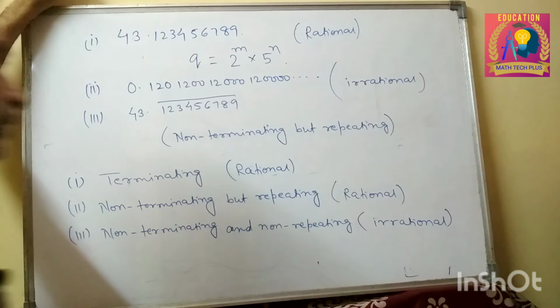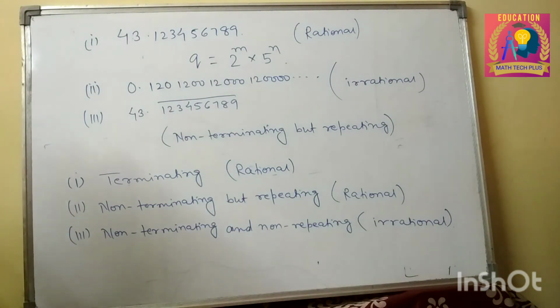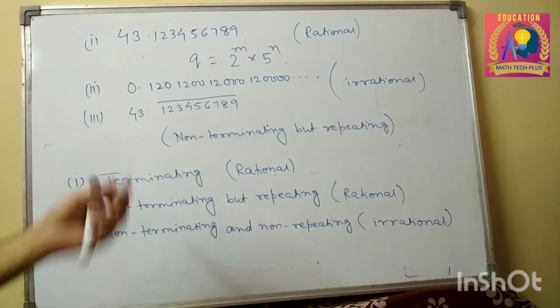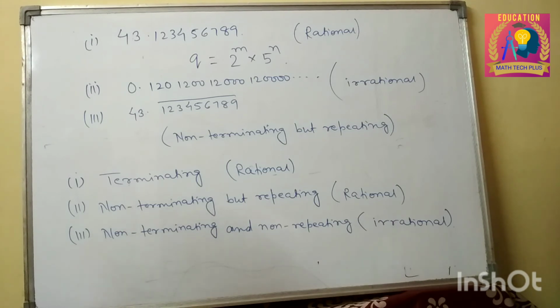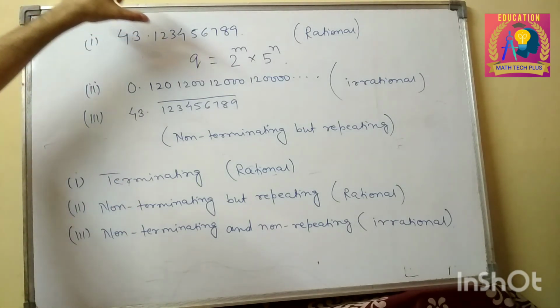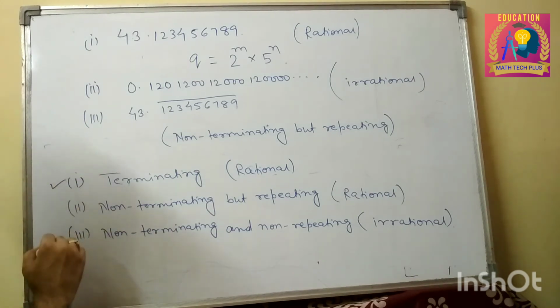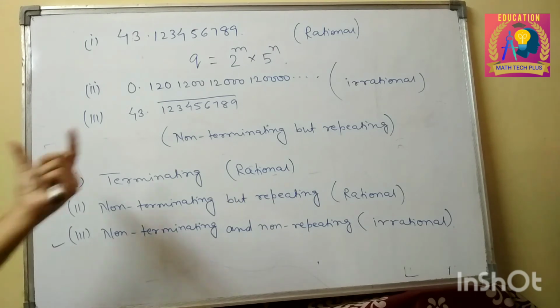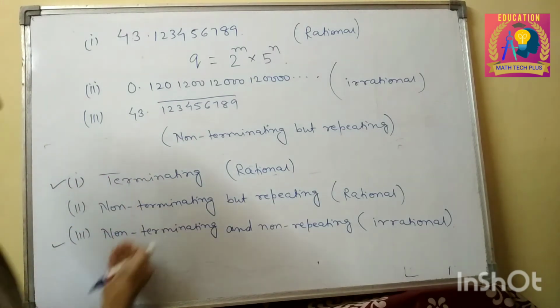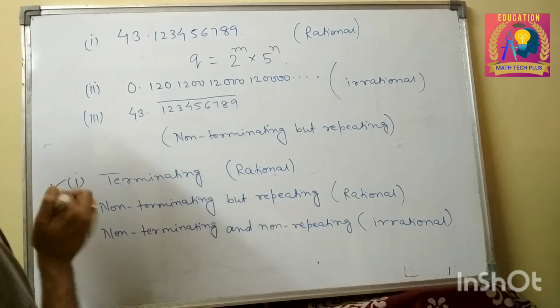So just by looking at the decimal form of a number, we can say whether it is a rational number or an irrational number. And by using theorem 1.6 and 1.7, we can know about these two things: if it is terminating or non-terminating but repeating.